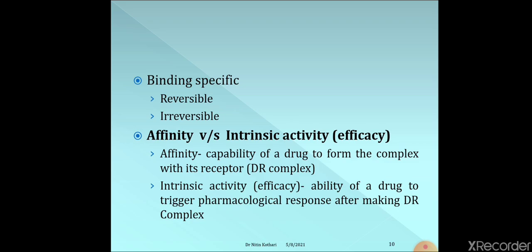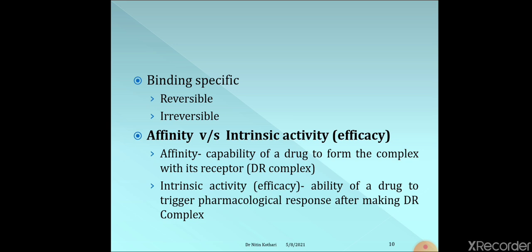Binding of drug to receptor is very specific. Each drug cannot bind to any receptor. There is a specific type of receptor to which drugs are attached. This binding may be reversible or irreversible. If the binding is reversible, the drug can be removed from this receptor, while if the binding is irreversible, the drug cannot be detached from it.